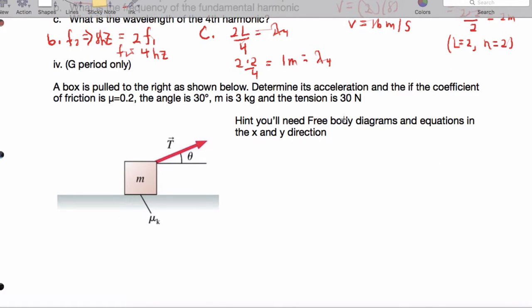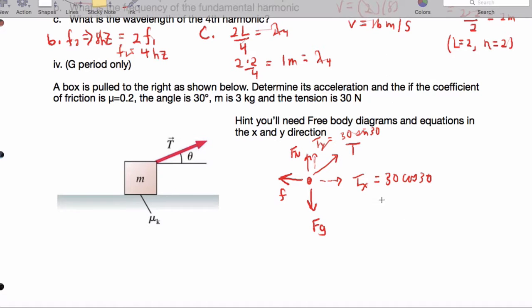Part 4. This is only for G period. And so let me set up a free body diagram here. For F period, you can get a couple bonus points here. So let's set it up. We got a friction force. We got tension. We got weight. Okay, but there's more. We've got a normal force pushing up. And let's be clear here. I'm going to have Tx here, which is going to be 30 cosine of 30. And I'm going to have Ty here, which is going to be 30 times the sine of 30.